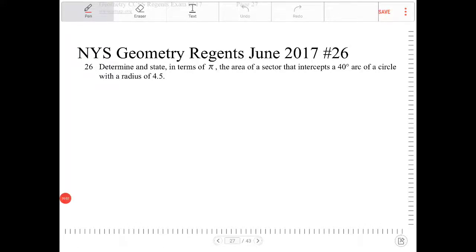Determine and state in terms of pi the area of a sector that intercepts a 40-degree arc of a circle with a radius of 4.5. So let's draw out the situation here. I have a circle, and I have a central angle of 40 degrees, and I have a radius of 4.5. And we're trying to find the area of a sector.